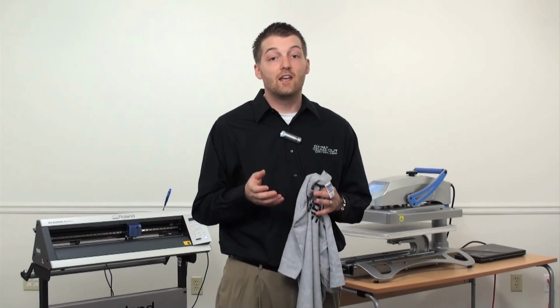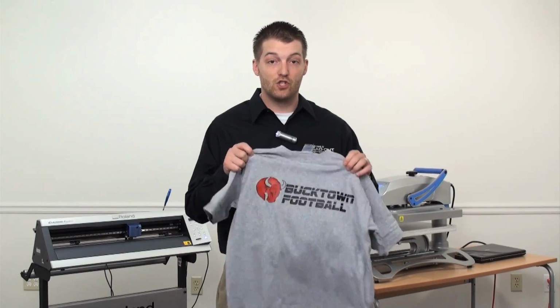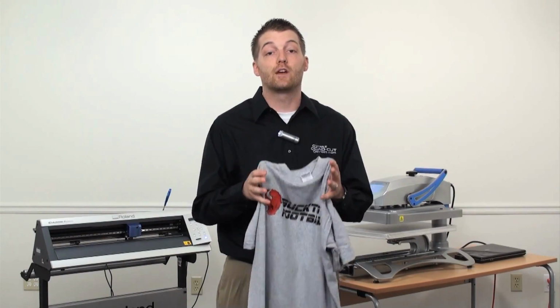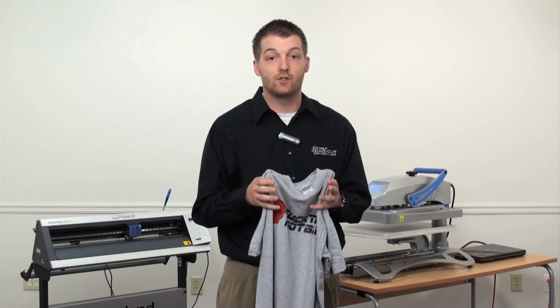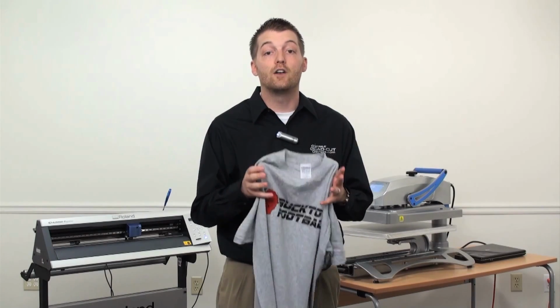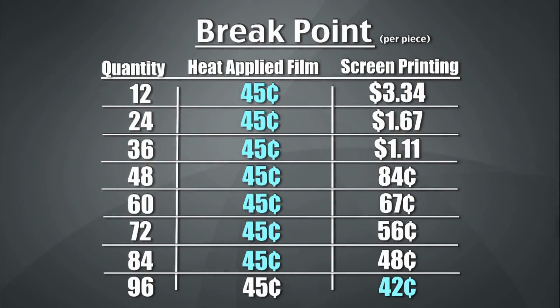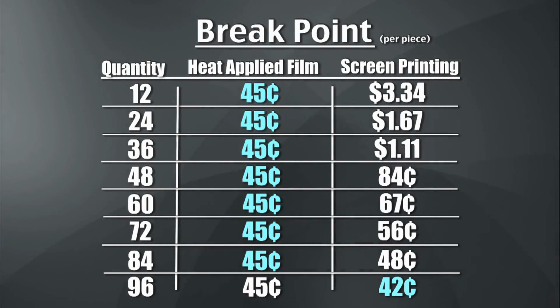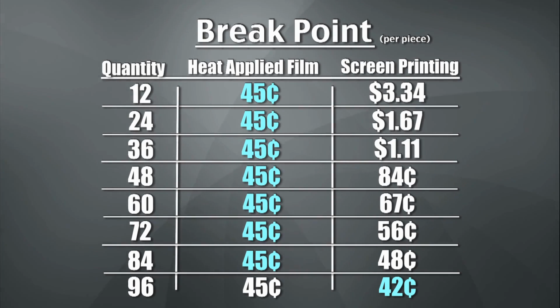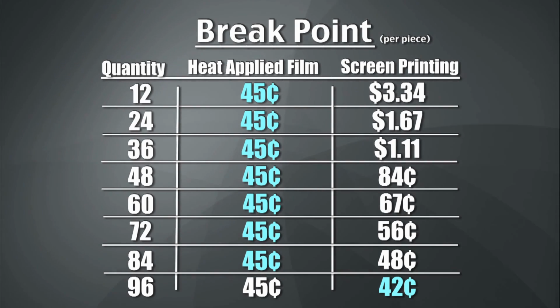So as you can see, heat-applied film makes perfect sense for this job at 6 pieces. Now what if the customer came in and they wanted a dozen pieces, or 2 dozen, or 48, or 100 pieces? Let's look at that breakdown. Now you see what's happening here on this simple comparison? We're breaking down the price per piece only and not calculating in the labor. So it looks like the breaking point is somewhere around 84 pieces.